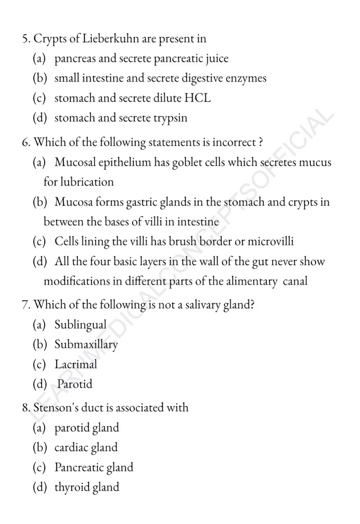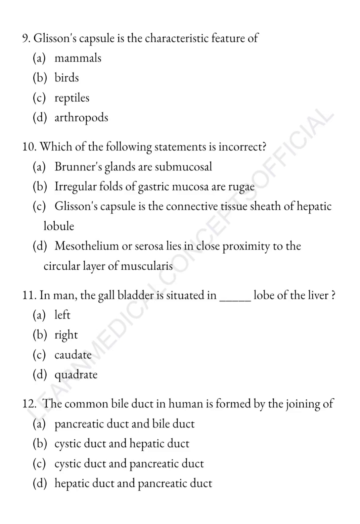Coming to the ninth question. Glisson's capsule is the characteristic feature of A. Mammals, B. Birds, C. Reptiles, D. Arthropods. And your time starts now.